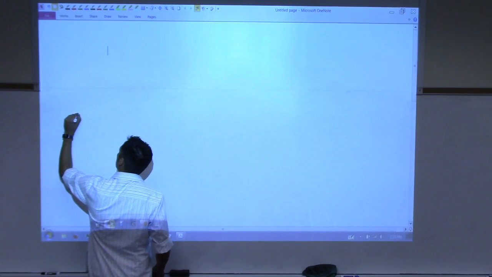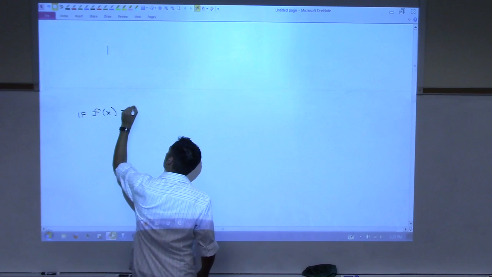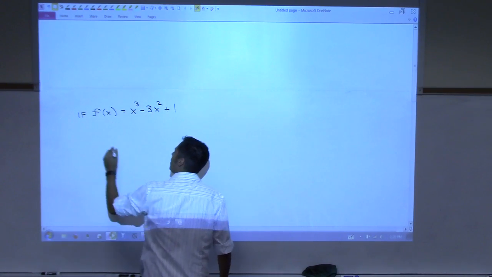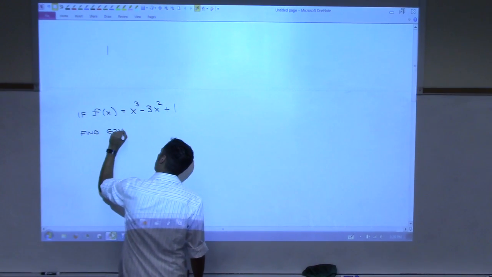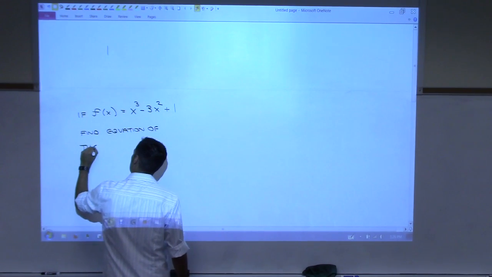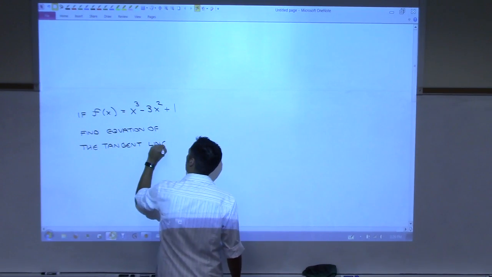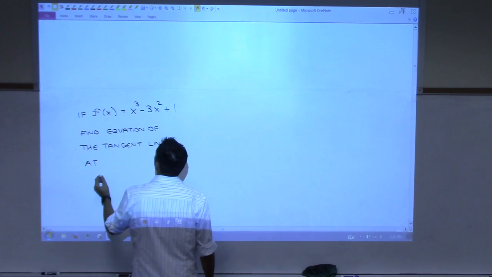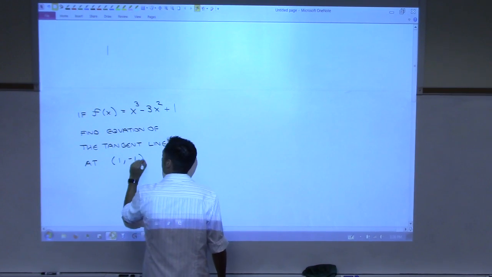So if f of x equals x cubed minus 3x squared plus 1, find the equation of the tangent line at (1, -1).